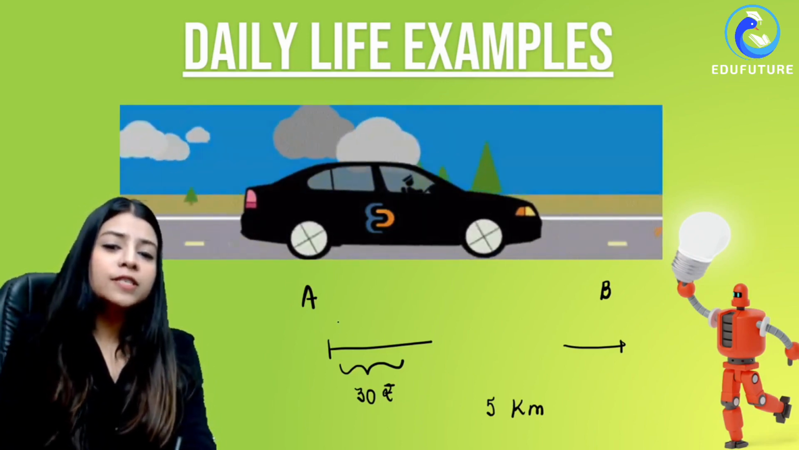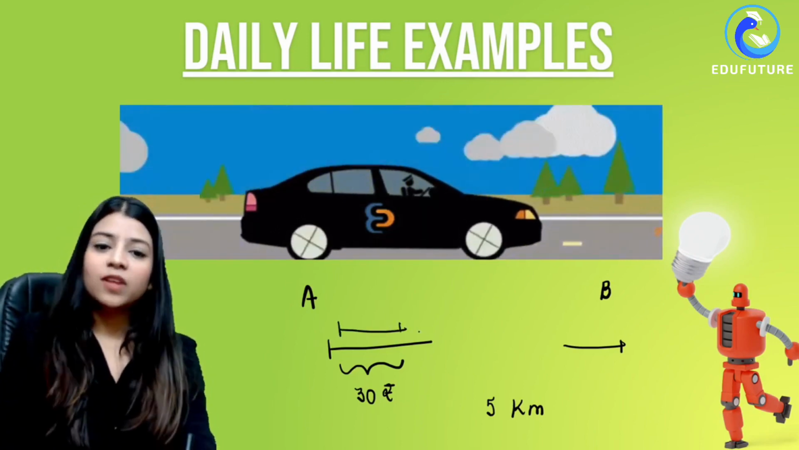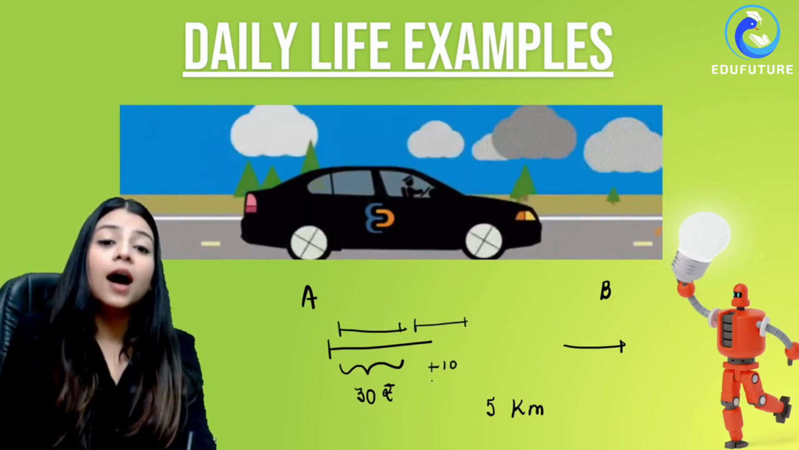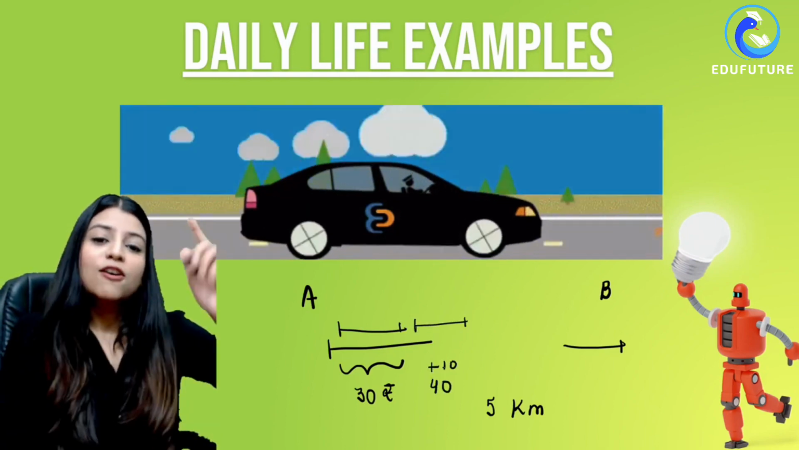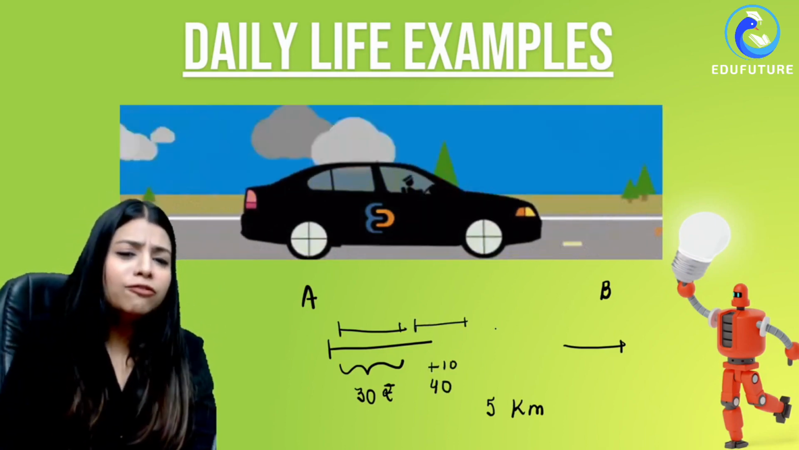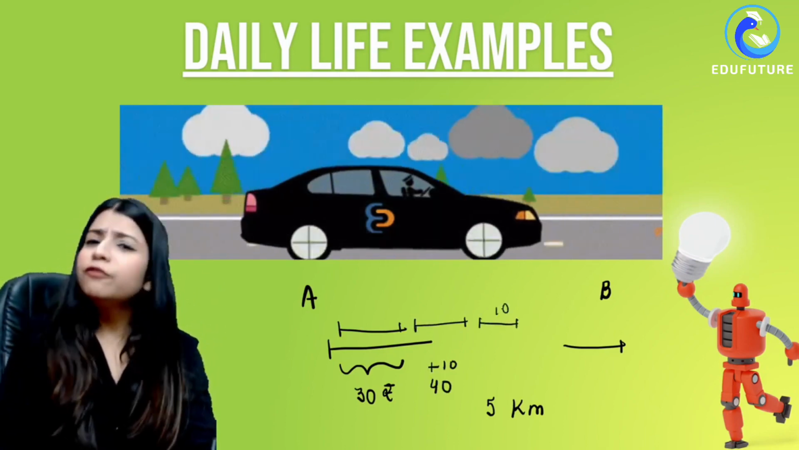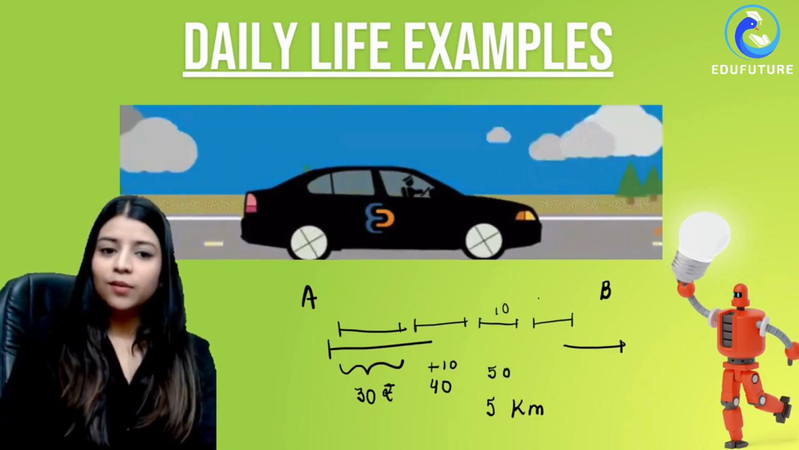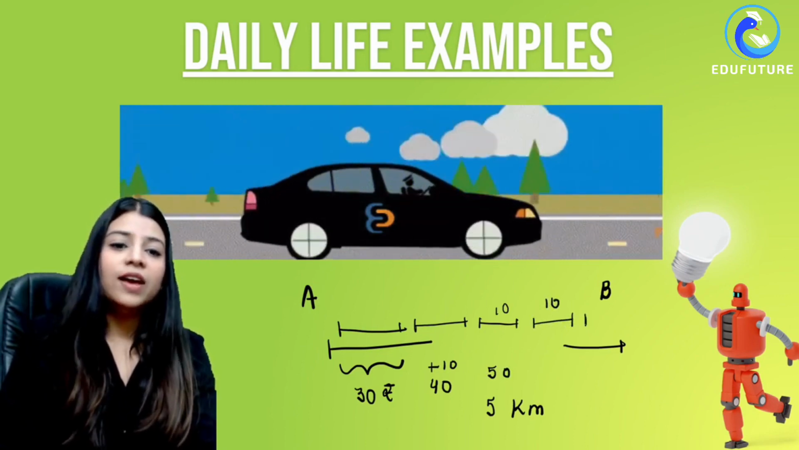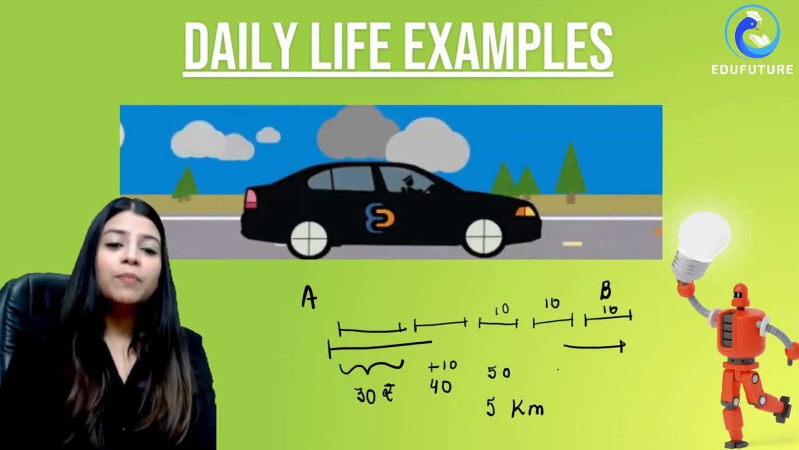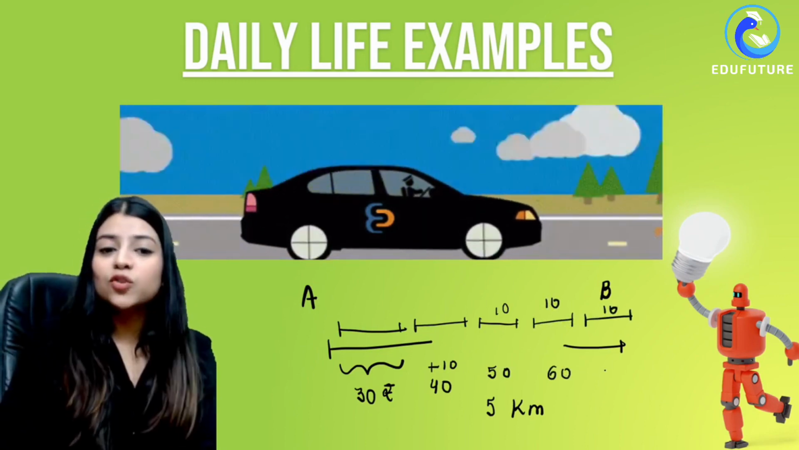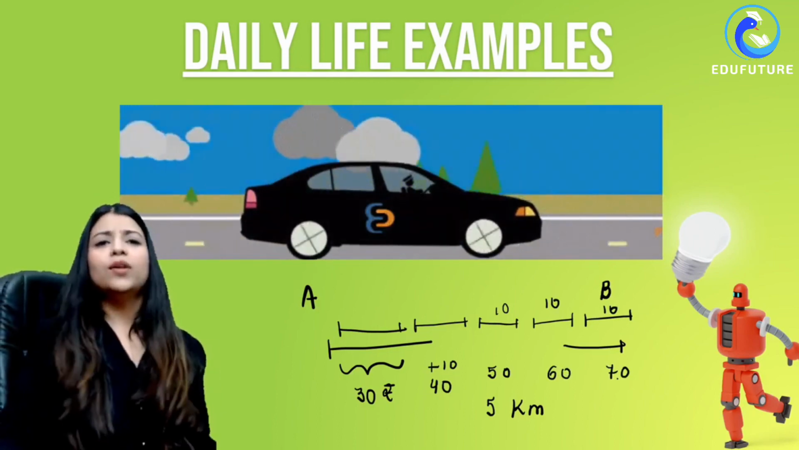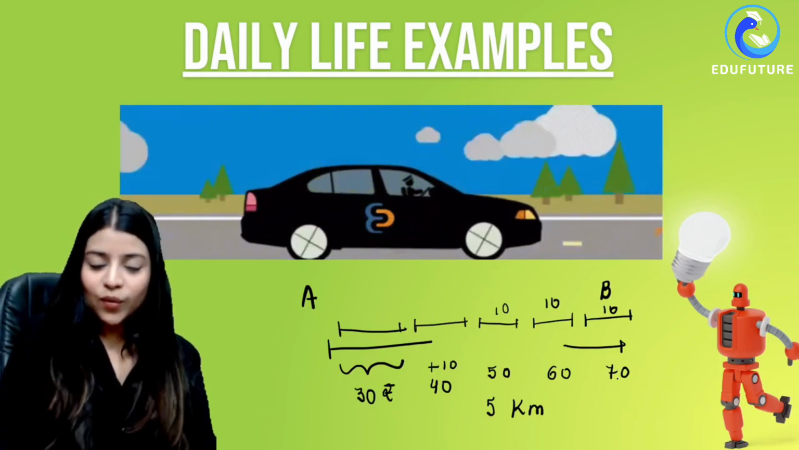Suppose for the first kilometer you have paid 30, and for the second kilometer you have to pay 10 more, that accounts for rupees 40. For the third kilometer you have to pay 10 more, that accounts for rupees 50. For the fourth kilometer you have to pay 10 more, and then again 10 more. So basically by the time you reach there you have to pay rupees 70 to the cab driver or the auto rickshaw driver, right?